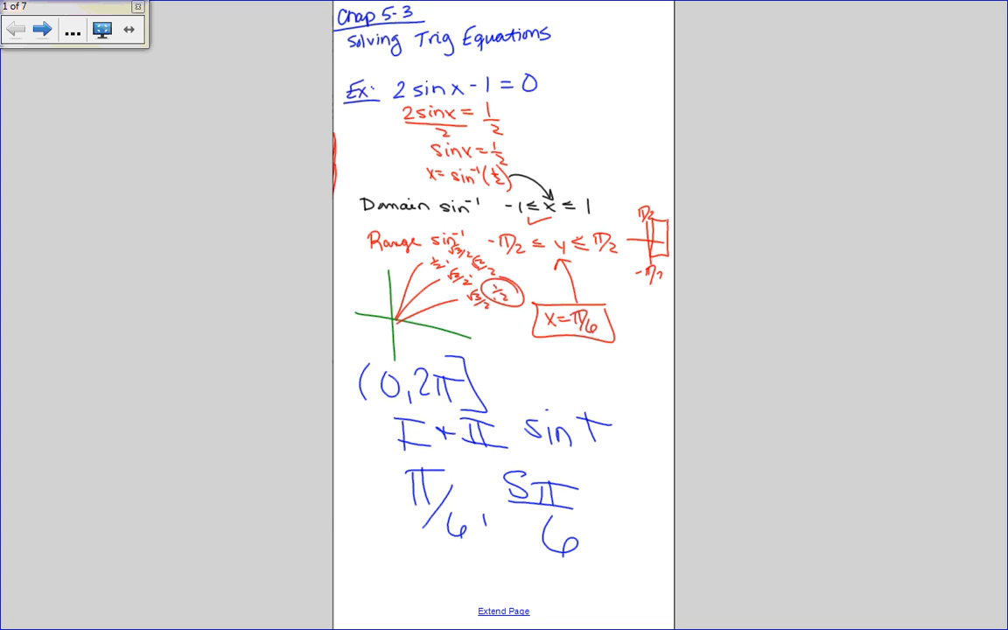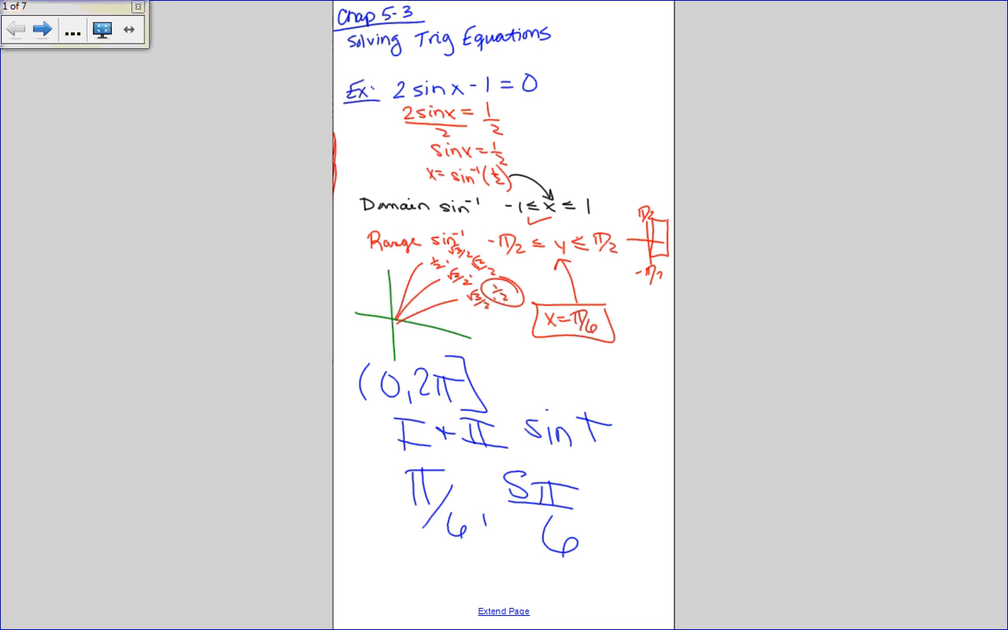However, does 5 pi over 6 technically work? No. Why? It's not in the range of the arc sine. Do we understand that? Now, you understand why I'm saying this book is very contradictory. Because it wants you to apply the arc sine and the arc cosine and the arc tangent, but then it wants you to forget the restrictions on it. Well, I don't want you to forget the restrictions because that's like working and not getting paid.